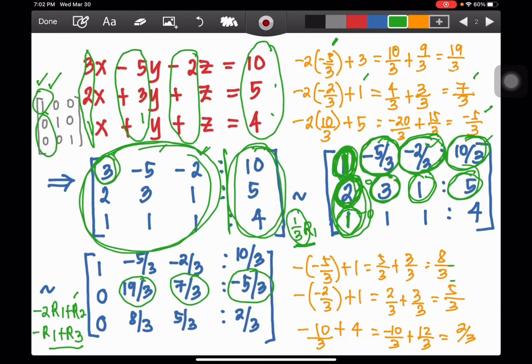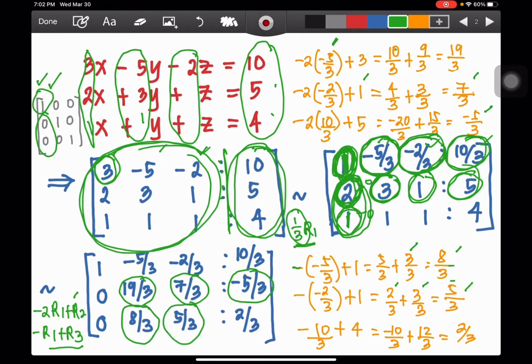Okay, so let's move on to the third row. The operation is multiply negative 1 by negative 5 over 3, or simply negative of negative 5 over 3 is positive 5 over 3 plus 1, which happens to be equal to 3 over 3. So we have 5 plus 3 equals 8 over 3. Next, negative of negative 2/3 is 2/3 plus 1, which is 3 over 3. So you have 5 over 3.